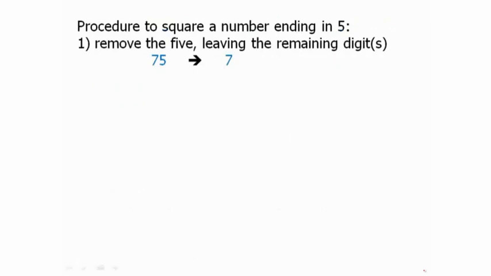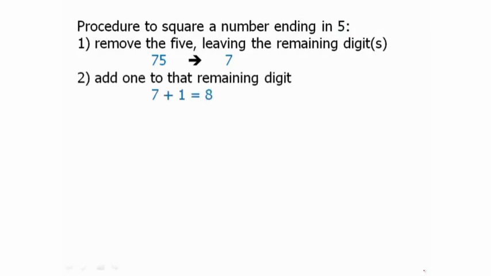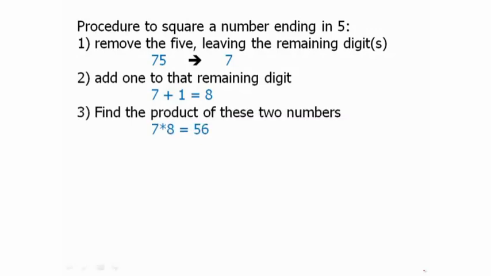So the procedure to square a number ending in 5: remove the 5 and leave the remaining digit. So that's 7. And then we're going to add 1 to it. Now one way to think about this, 75 is between 70 and 80. So those are the two numbers we need. Drop the zeros, we need the 7 and the 8. We're going to multiply those two numbers. 7 times 8 is 56. Again, you need to know your one-digit multiplication table well. 7 times 8 is 56. That's the number we're going to put in front of 25. So 75 squared is 5625.